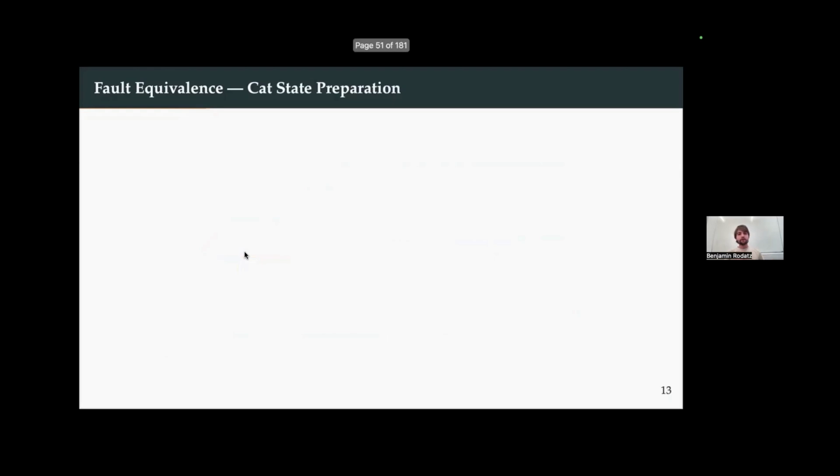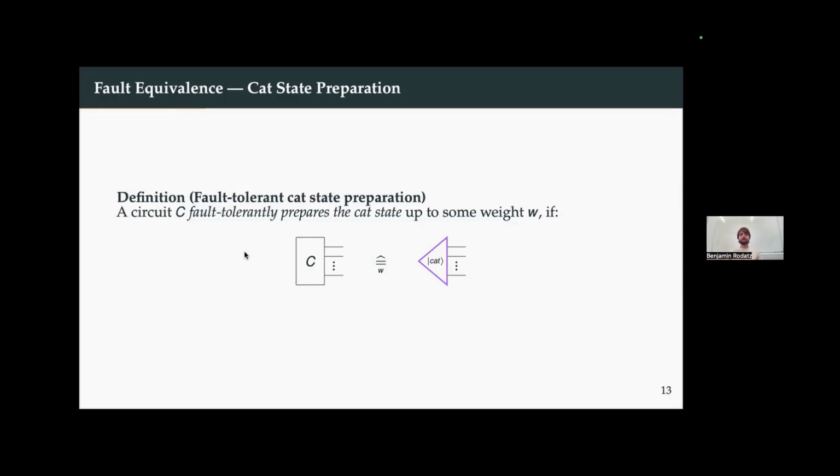And with this, we can now actually capture a lot of ideas that are already present in the literature. So for example, fault-tolerant cat state preparation is usually defined as, if I want to prepare the cat state up to some weight W, that a circuit fault-tolerantly prepares the cat state up to some weight W if all faults of weight less than W are either detectable or create at most as many data flips. Now, this is formally equivalent to saying a circuit C fault-tolerantly prepares the cat state up to some weight W if C is W fault equivalent to this idealized fault-free cat state, followed by some potential qubit flips on the wires.